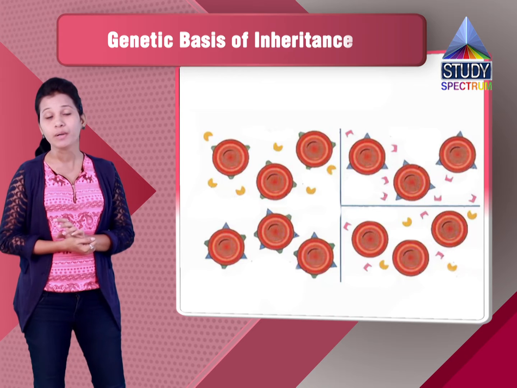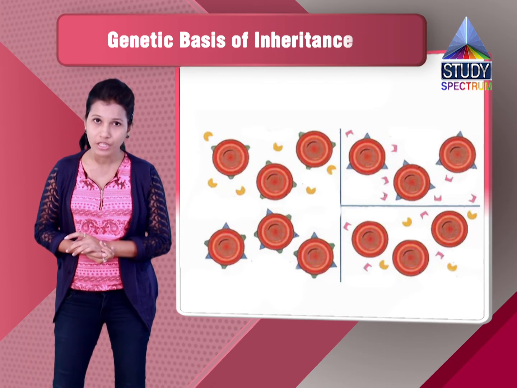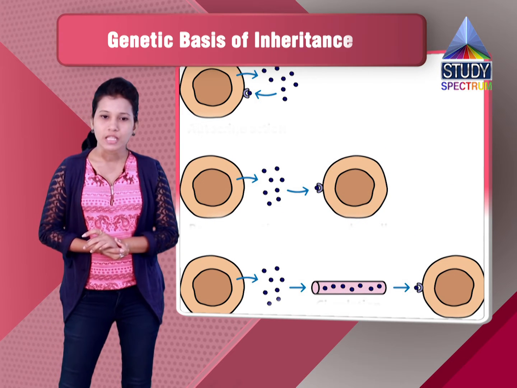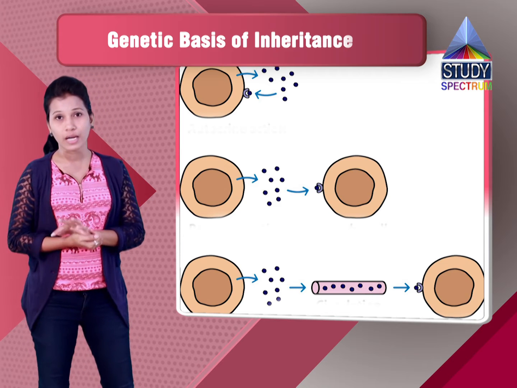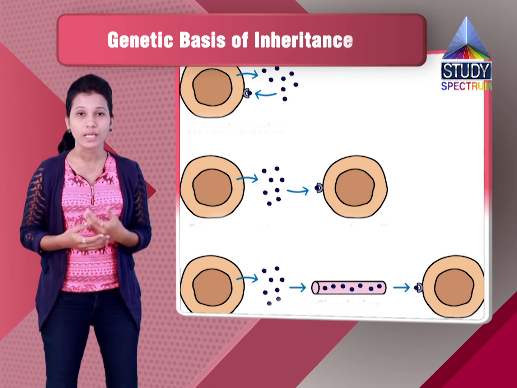Then another thing that Mendel could not explain, which is a fact and which is again a non-Mendelian genetics, is called pleiotropy. Pleiotropy is nothing but when a single gene controls two or more different traits. That is, a single gene will be representing more than one character.